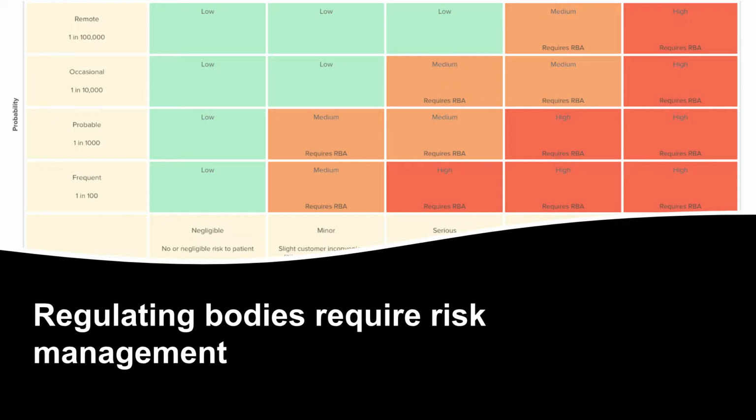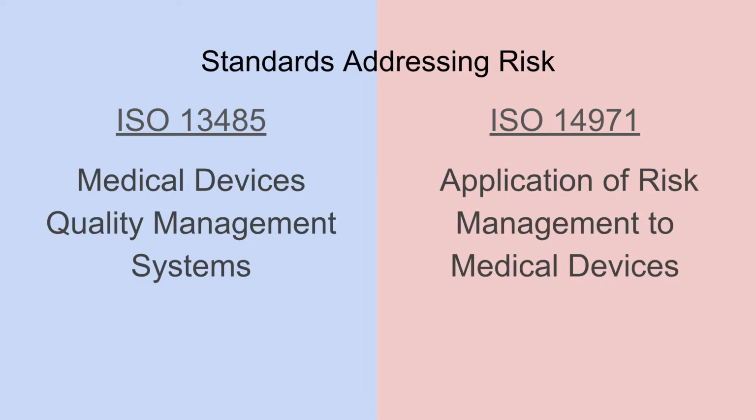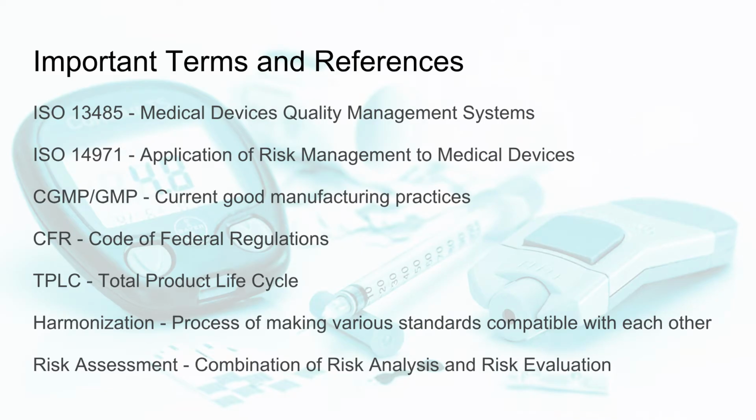Obviously, in addition to that, the regulating bodies across the world require some sort of risk management. The standard that's associated with that is ISO 14971 and is specifically called out in 13485 as well. Just as a refresher, 13485 is the standard that refers to medical device quality management systems, and 14971 is specifically the application of risk management to medical devices. I'm not going to go through these terms. You can read them on your own. But what I am going to do is focus on risk assessment, which is the combination of analysis and evaluation, which I'll define on the next page, and walk you through these.